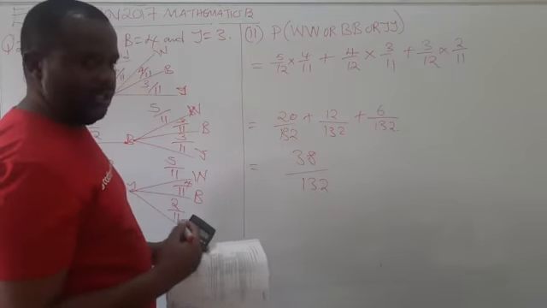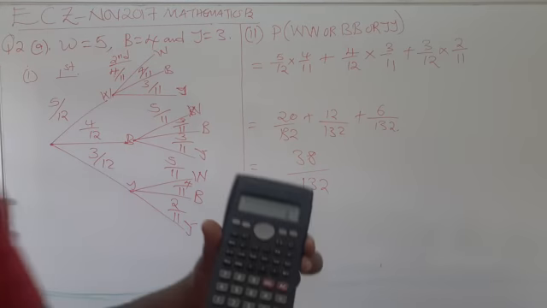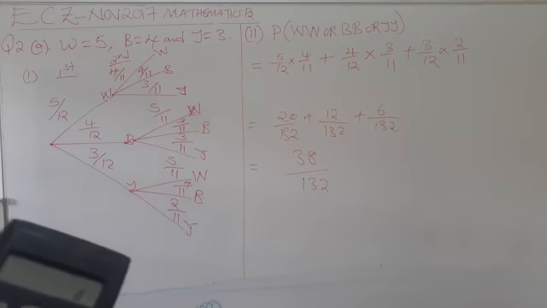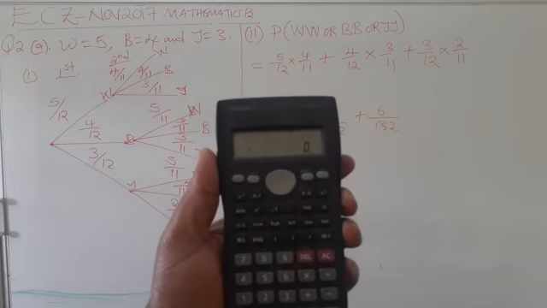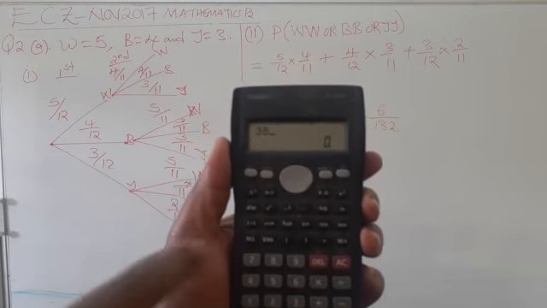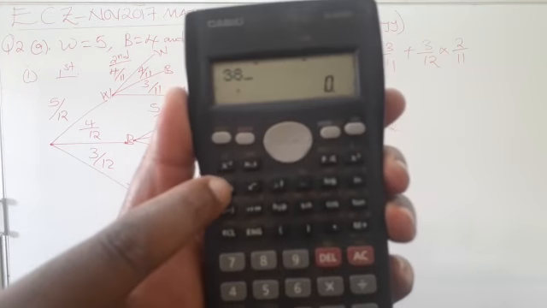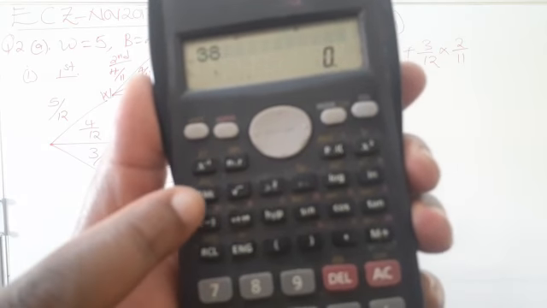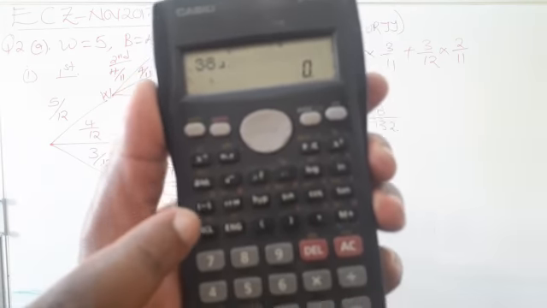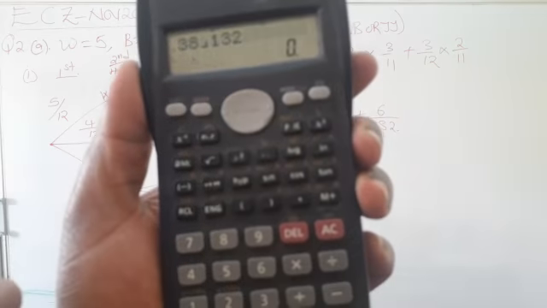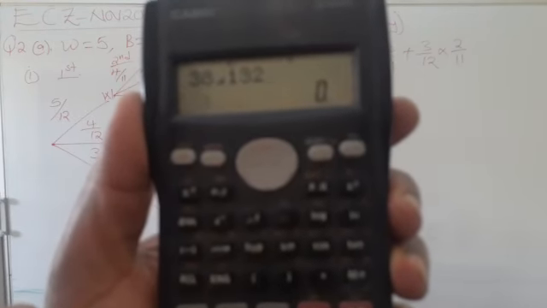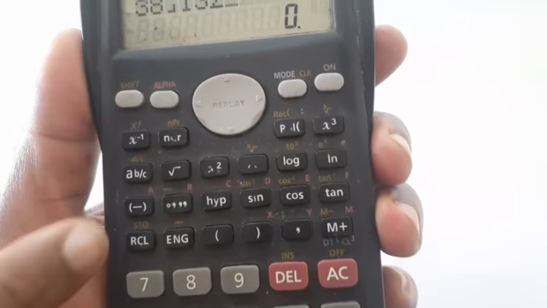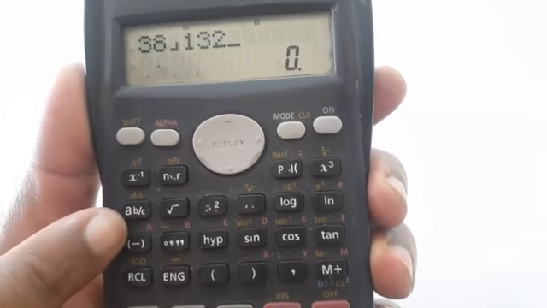You check if at all you can reduce it. How? Like I keep on saying, let me just demonstrate it. So you have 38, then you come here. There is this part, the a b/c key. That's the one you have to punch. Then you say 132. This part is what you needed to punch.